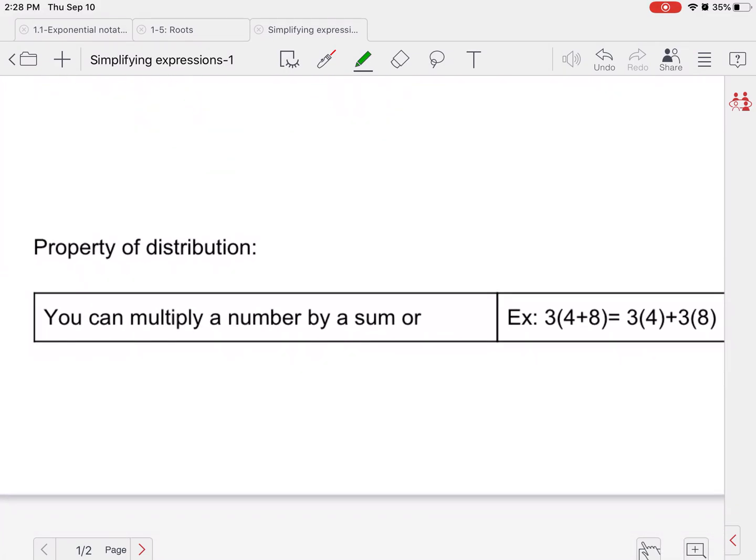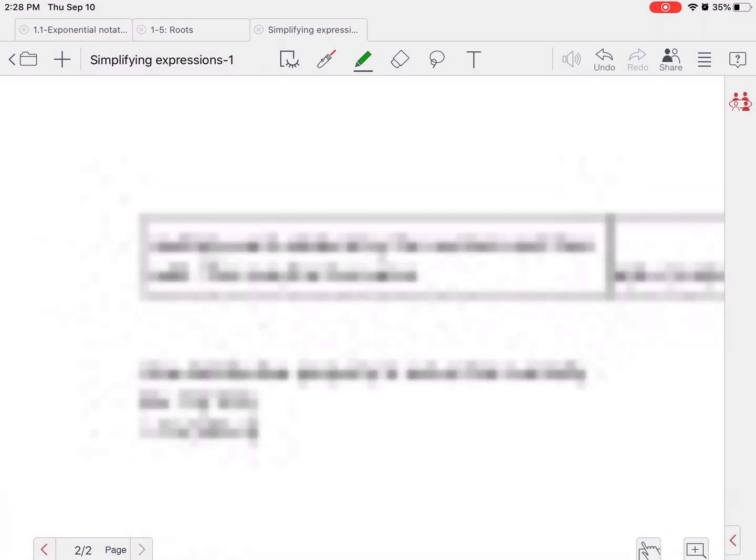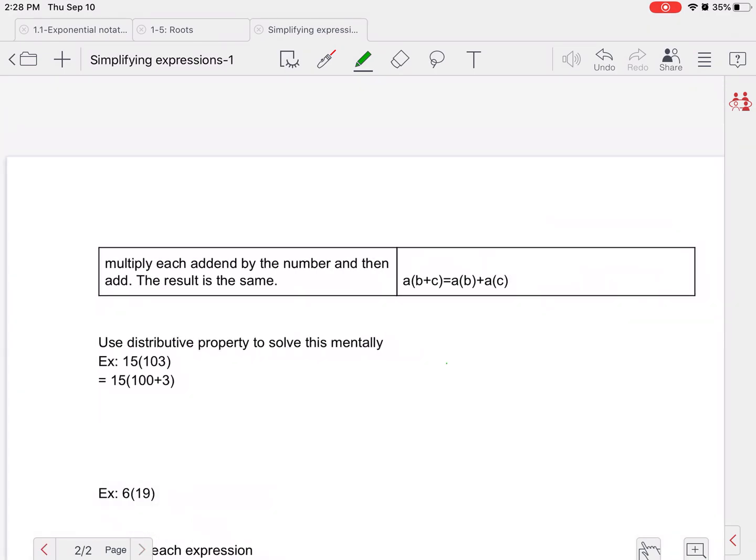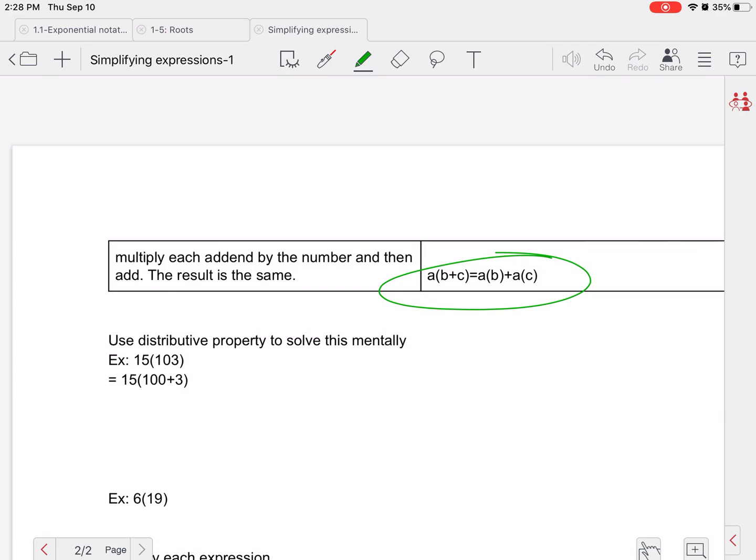Distributive property. All that means is when we have things added or subtracted inside of a parenthesis, the number outside we can distribute in and multiply. So 4 plus 8 times 3 is the same as 3 times 4 plus 3 times 8. Okay? And the same thing happens with variables. It just happens on the next page.